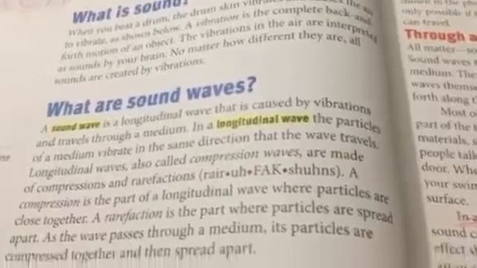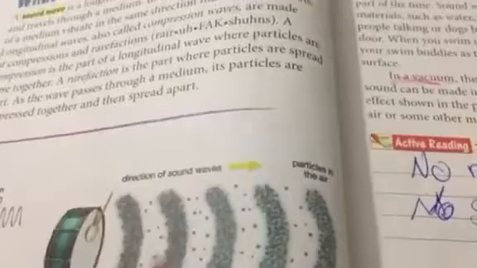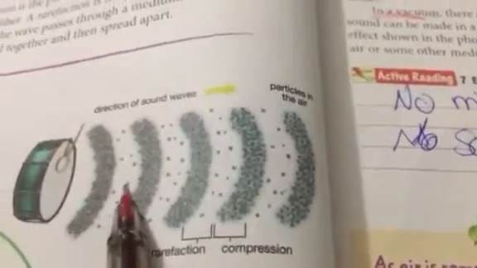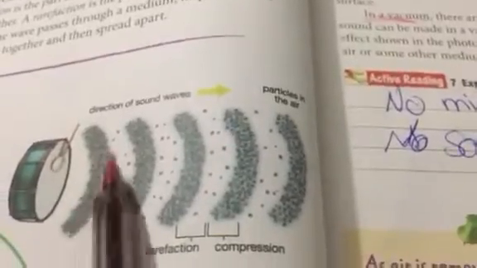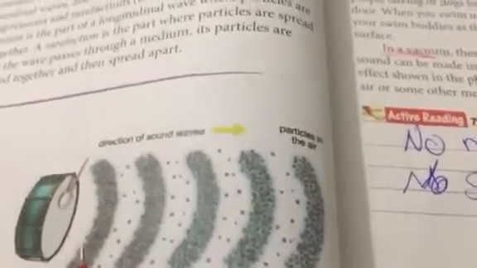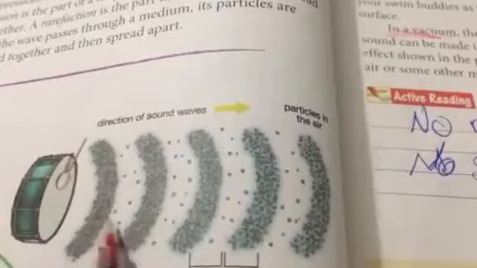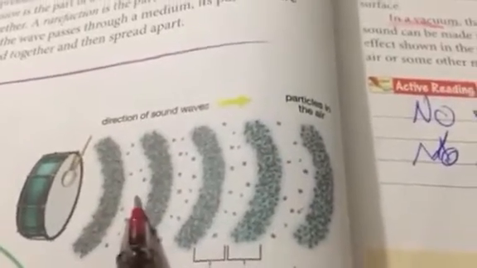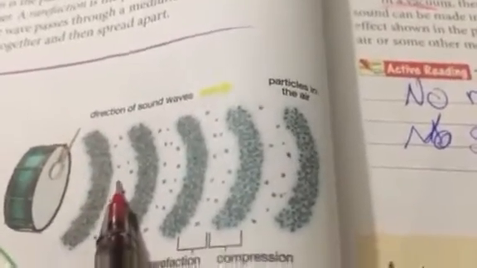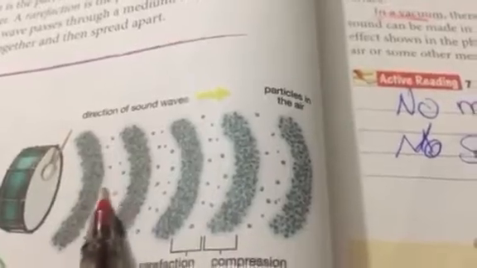A longitudinal wave, like here, is a kind of vibration. It's a compression and rarefaction. What is the difference between compression and rarefaction? A compression is when the particles are so close together, and rarefaction is when the particles are spread apart. So again, what about the longitudinal wave? It's a kind of compression and rarefaction. What about the compression? When the particles are so close together. What about the rarefaction? When the particles are spread apart from each other.